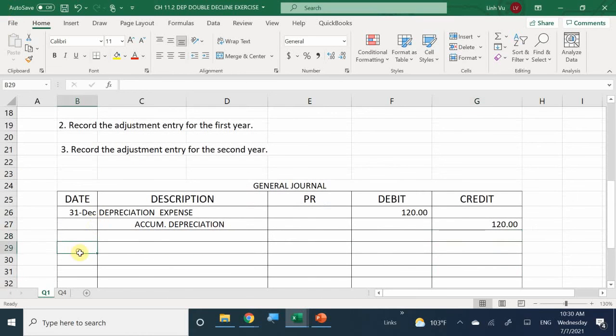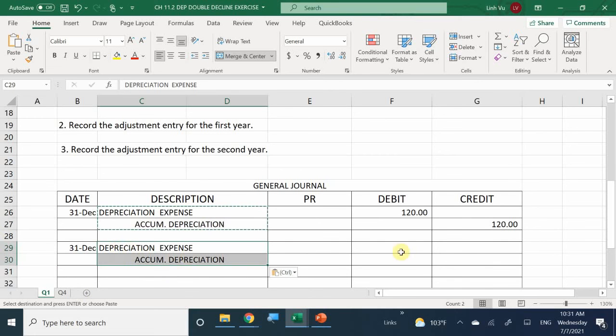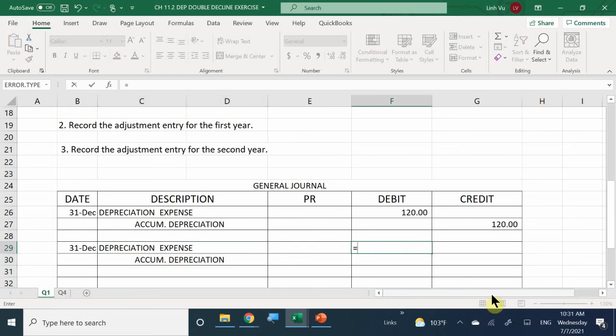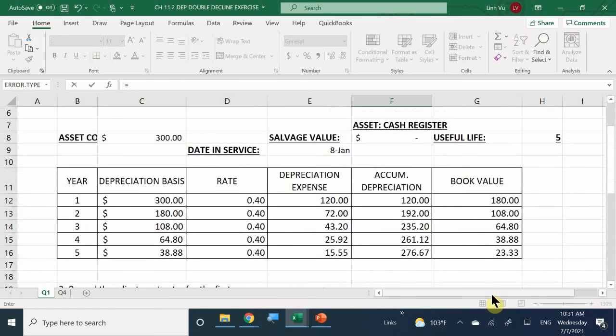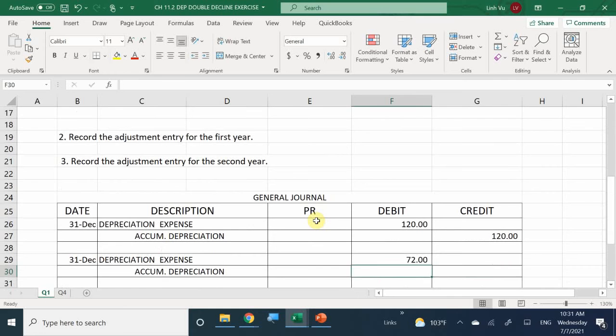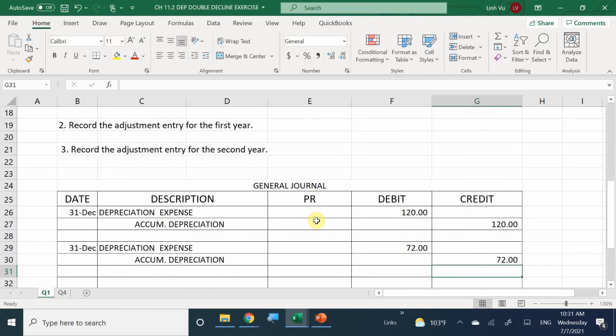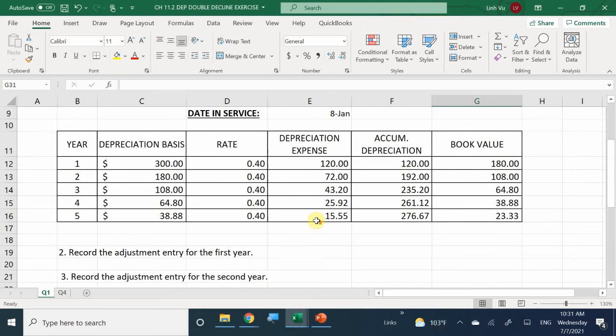What about for the second year? As we know, the journal should stay the same. However, what happened on the second year? What was my depreciation expense for the second year? $72. Okay. Any questions for this example right here?